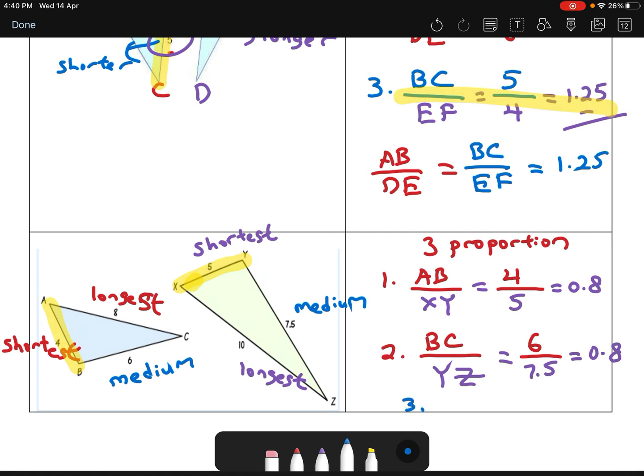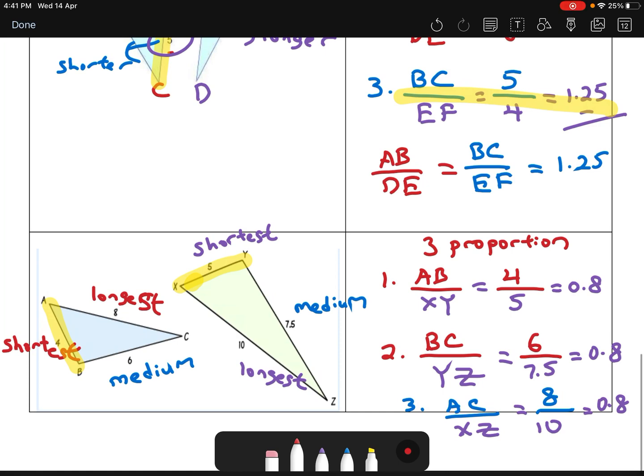Last but not least, the longest: AC divided by XZ. AC is about 8 and XZ is about 10. If you calculate, you should get 0.8. So I have proven that all these three proportions are the same: 0.8, 0.8, 0.8.